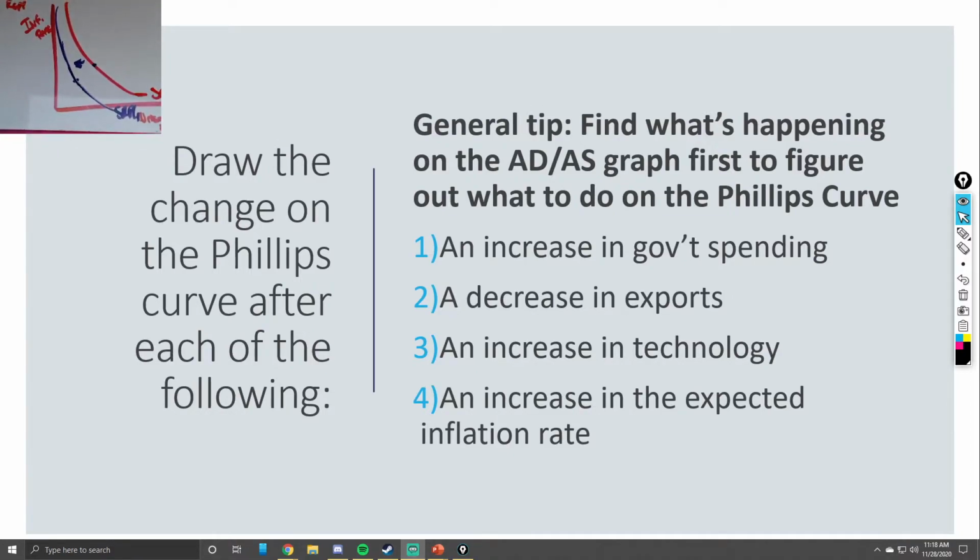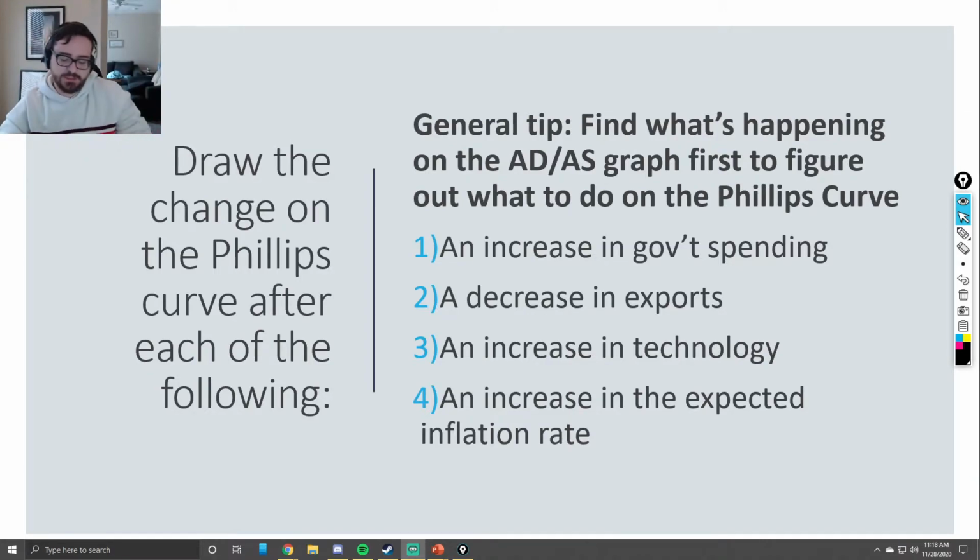SRPC1. I shifted my Phillips curve to the left. That's the idea. Decrease your Phillips curve. Shifted it down and to the left. I increased the SRAS, so I decreased the Phillips curve. Again, move them in opposite directions. I moved SRAS to the right, I moved Phillips curve to the left.